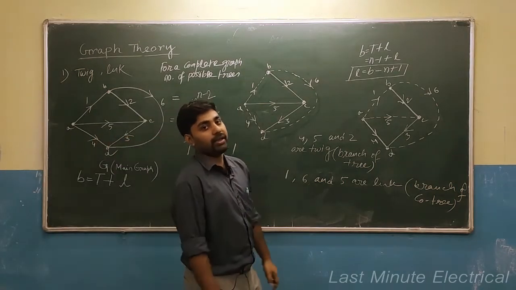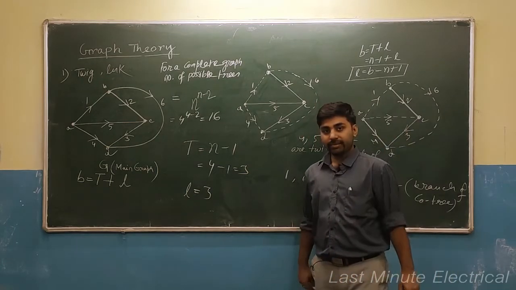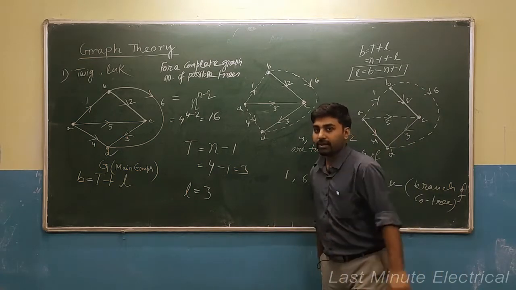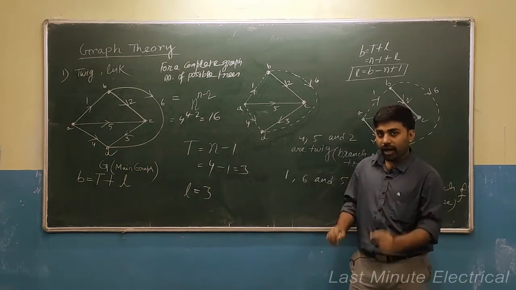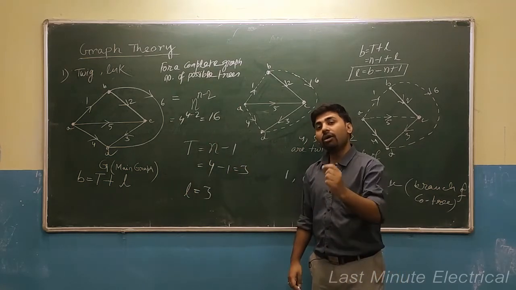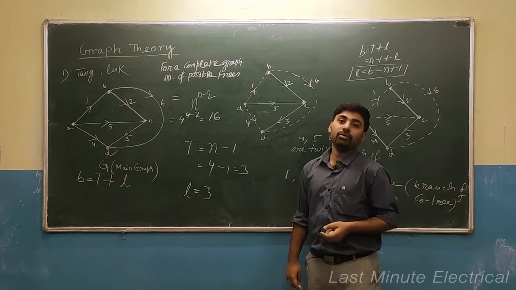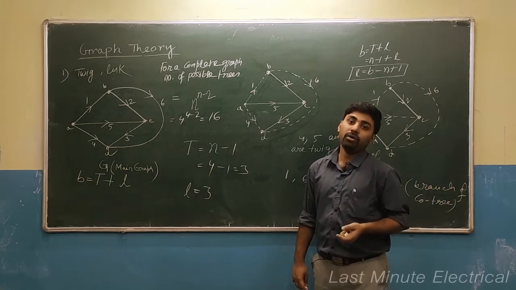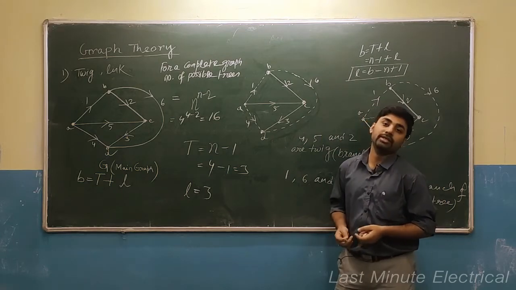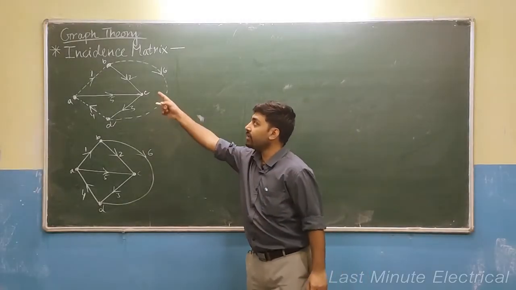What if this graph is an incomplete graph? For an incomplete graph, the number of trees is something different, that I will discuss after some time. For now, just remember, for this complete graph the number of trees is 16. For an incomplete graph, first you have to know what the incidence matrix is, then what the reduced incidence matrix is. From there you can say how many trees are possible for an incomplete graph. Now I am going to start with the incidence matrix.